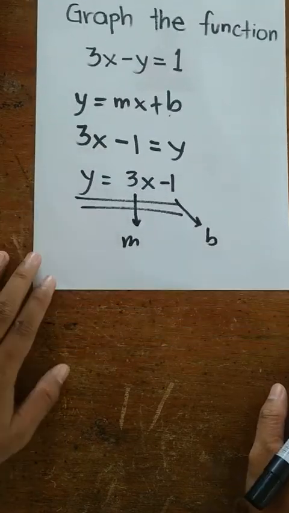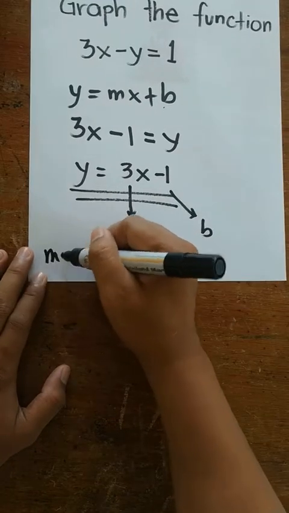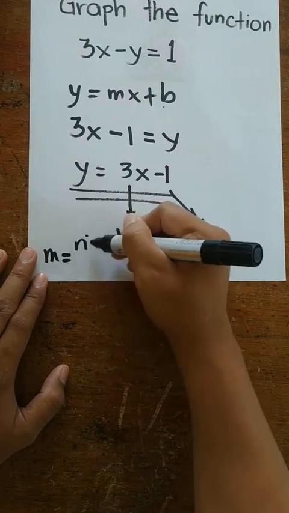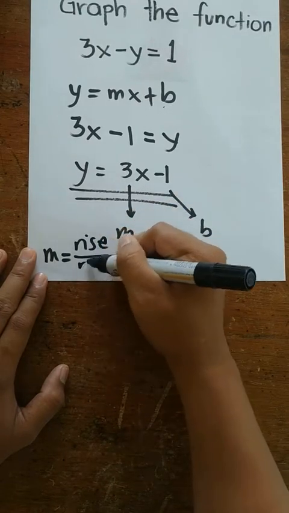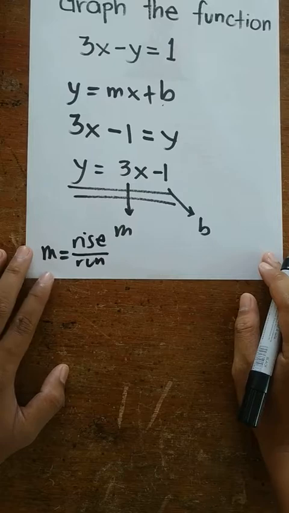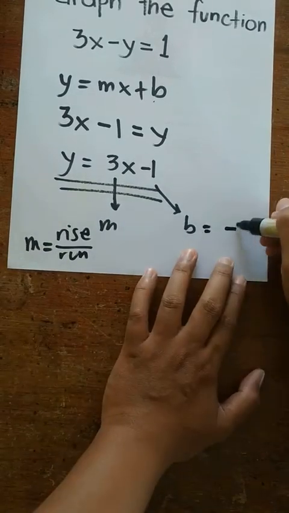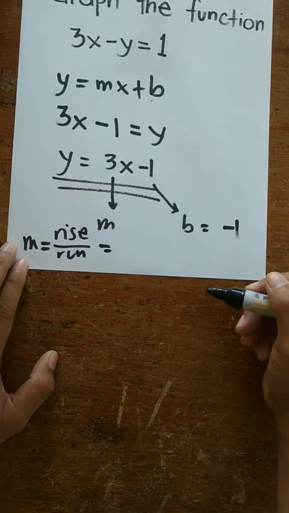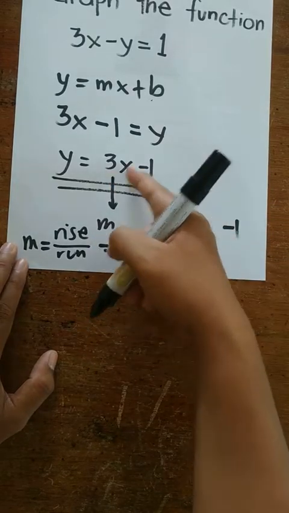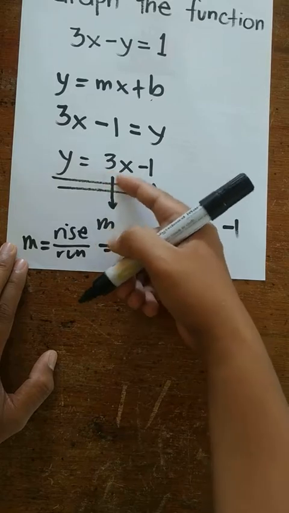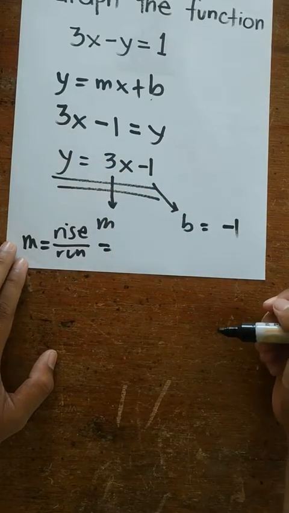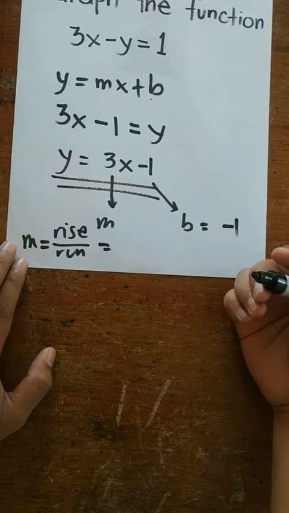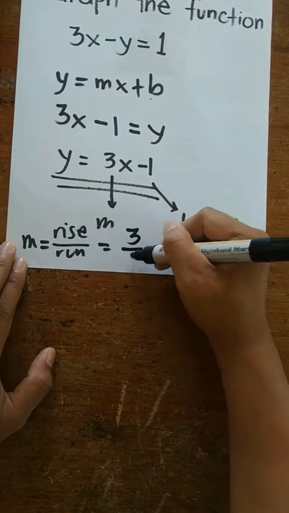Our slope, we all know, is rise over run. And our slope here is 3. We don't see any denominator here, right? So automatically the denominator will be 1. So it will be 3 over 1.